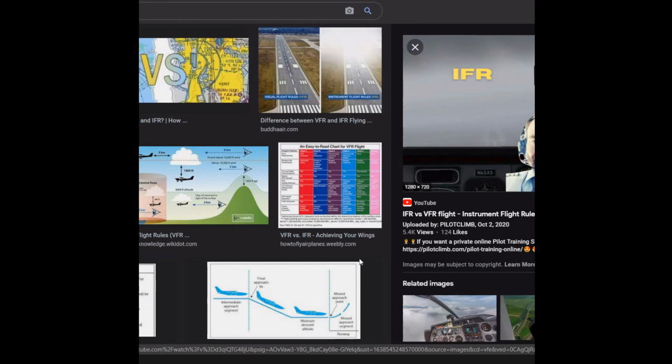So what IFR is, you are relying only on your instruments. Instruments here are your altimeter, and mostly the altimeter and your vertical speed. What it is, we'll come into it a little later. For now, I think this should be sufficient. Oh, okay, okay, okay.